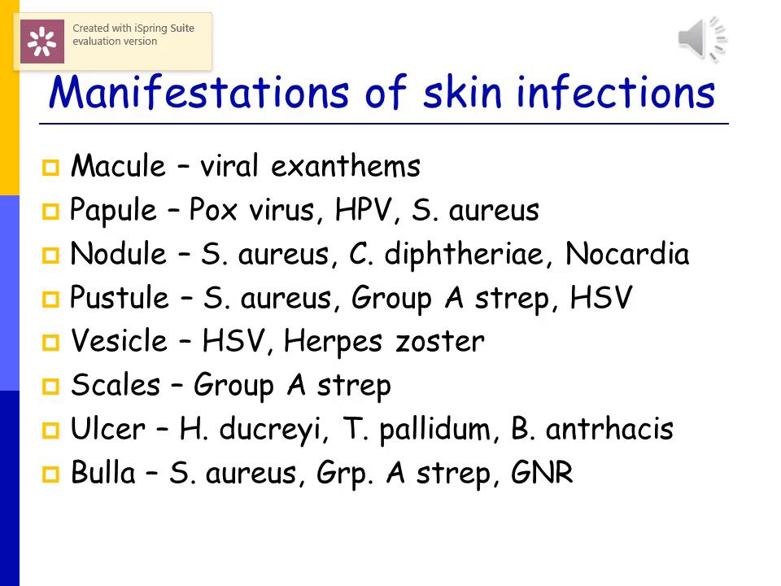You have vesicles, which are more commonly caused by viruses such as your herpes simplex virus or herpes zoster virus. You have scales, which are caused again by group A streptococcus. Ulcers, which can be caused by Haemophilus ducreyi, Treponema pallidum, and Bacillus anthracis. And bulla, which is Staphylococcus aureus, group A streptococcus, and possibly some of your gram-negative rods.